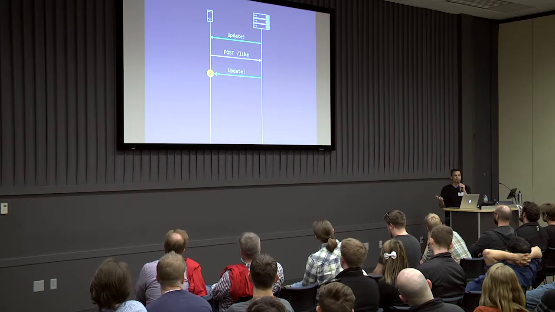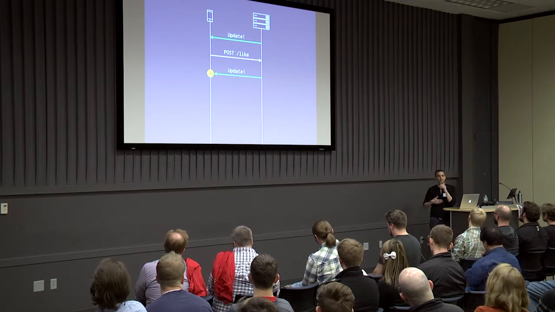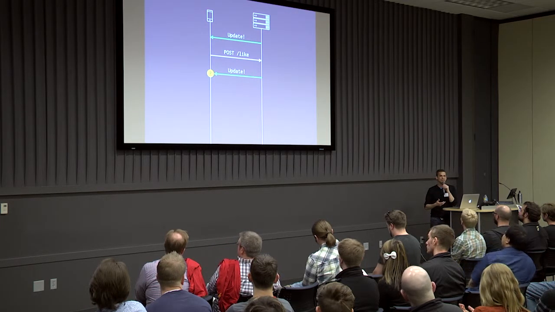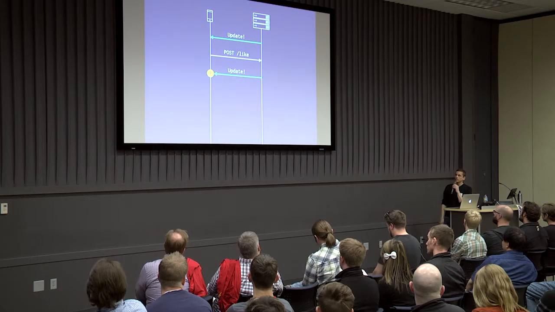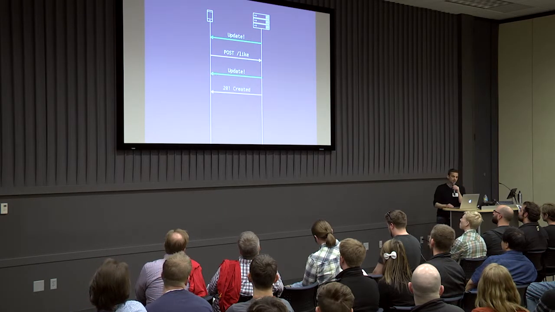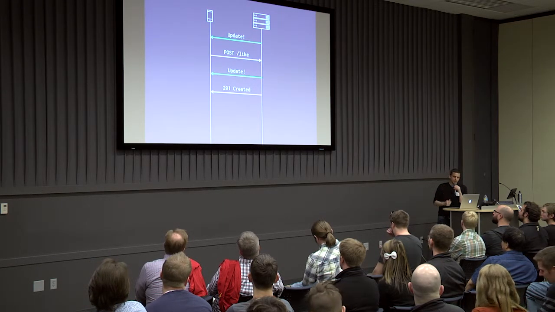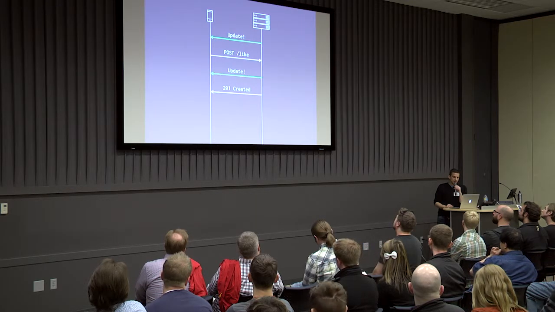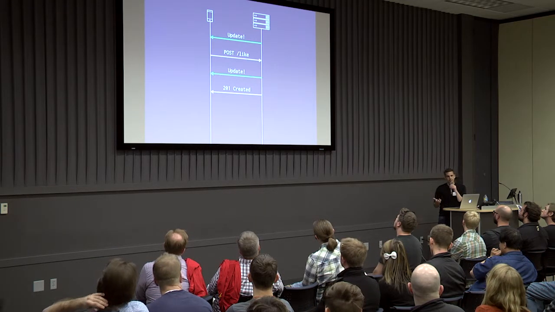It has to gracefully handle this situation where the information coming from the server is not in sync with what it has locally. And the app knows about this. It just needs to be able to handle it. Eventually, the server sends back the 201 created response, and now the app is no longer in an inconsistent state.